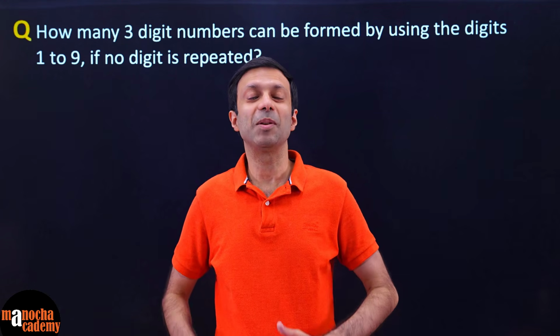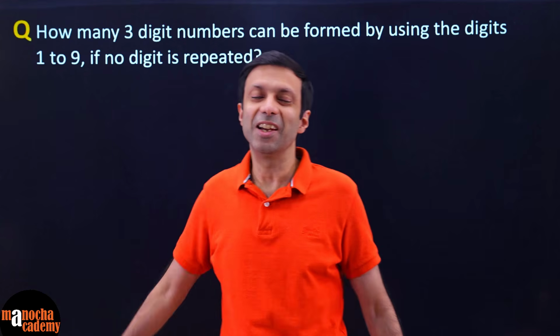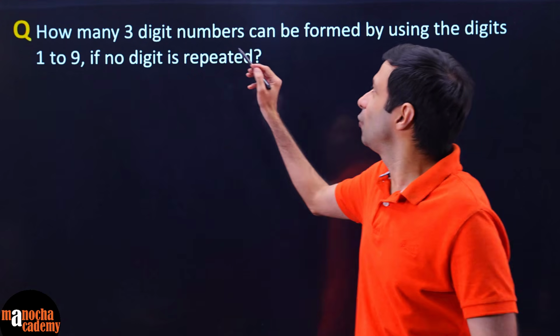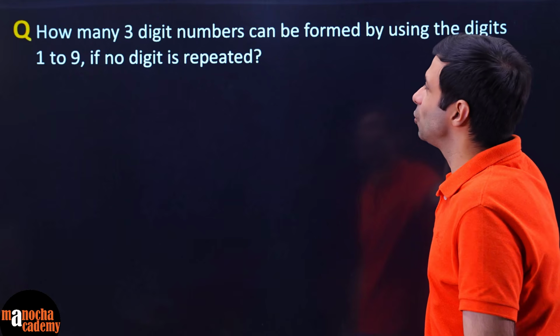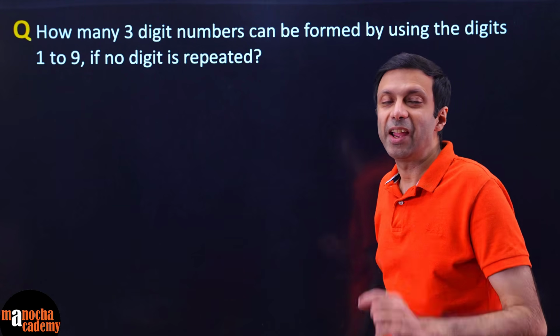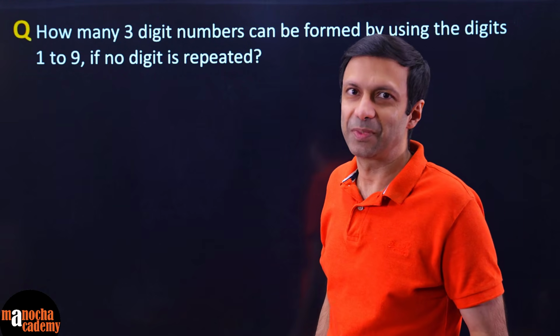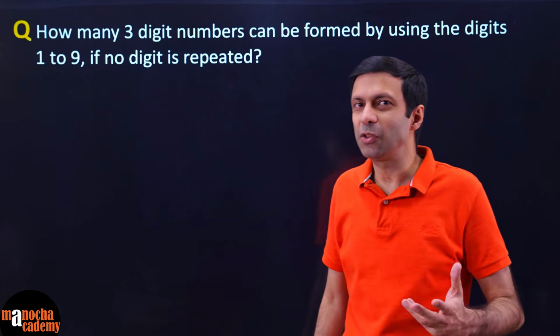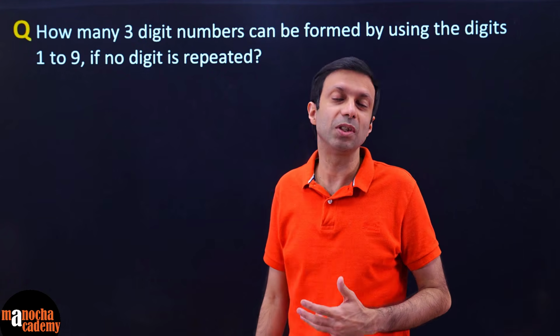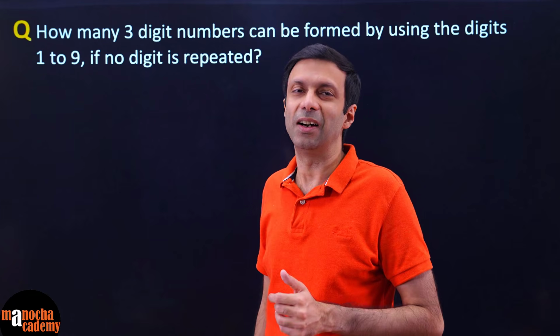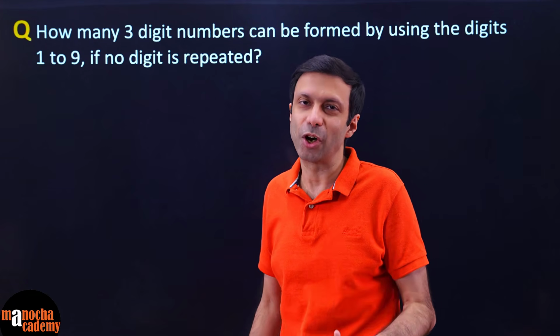So now let's try some questions on permutations. Here's the first question. How many 3-digit numbers can be formed by using the digits 1 to 9 if no digit is repeated? So once again, you can visualize it with the box method, or maybe you can use the formula method. First, let's visualize this question with our box method.